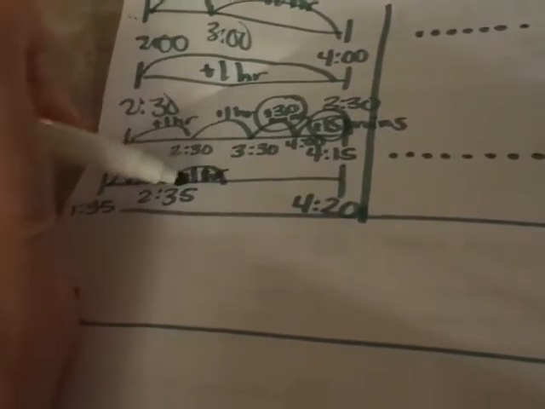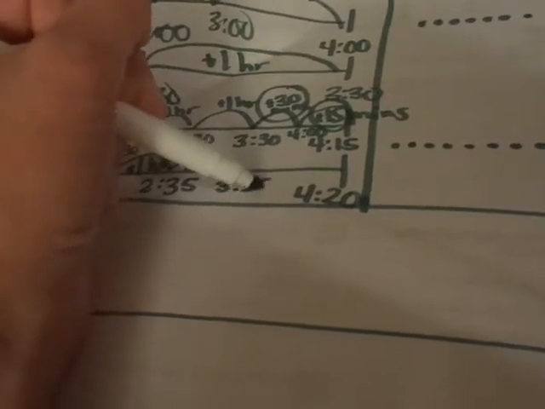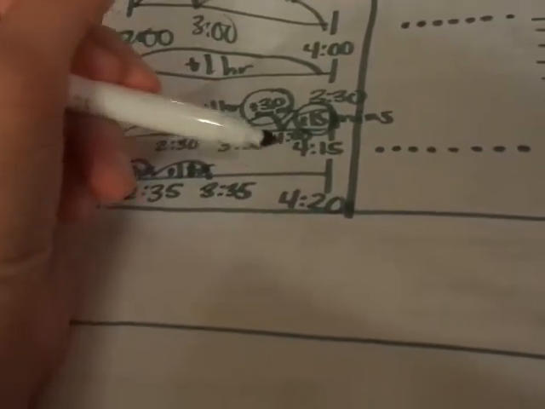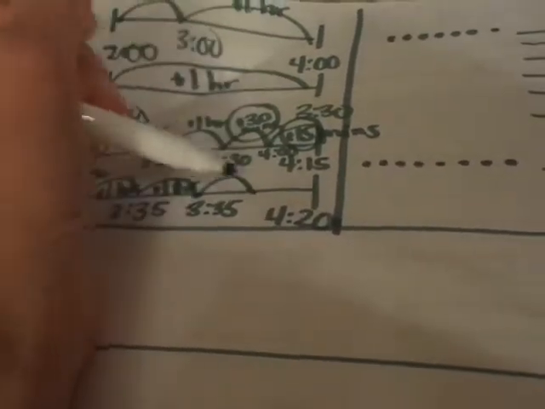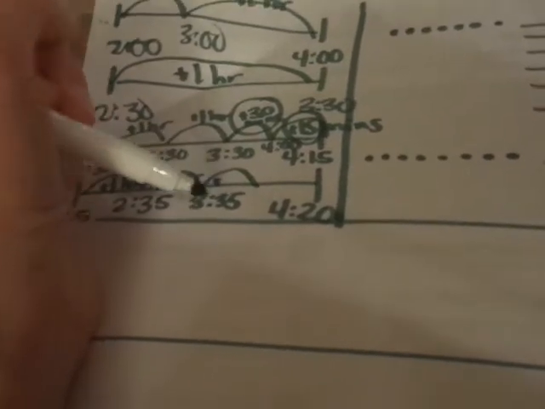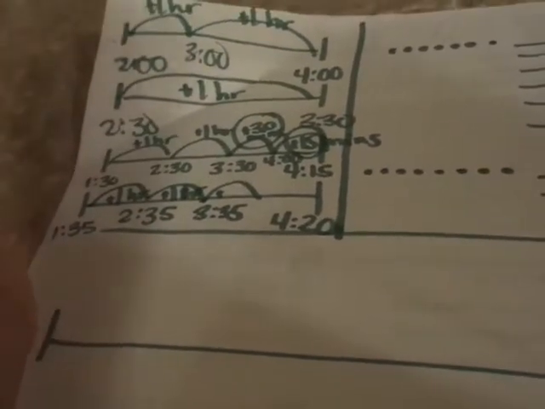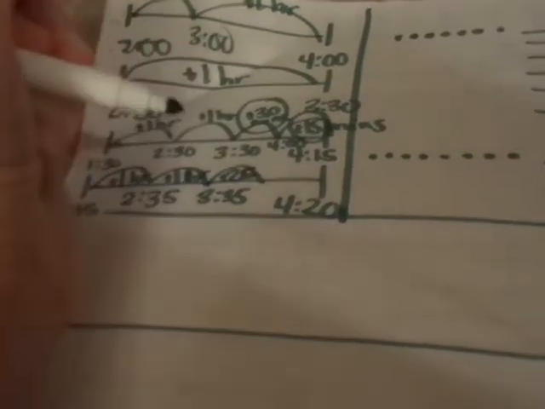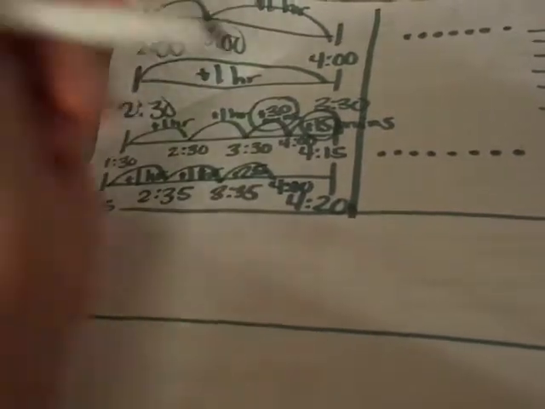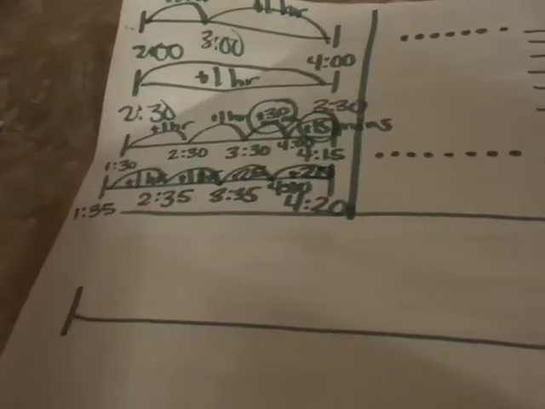2:35 plus an hour, 3:35. 3:35 can't jump an hour because that would take me to 4:35, which is past our time. But I can jump, let's see here, I can jump 30 minutes, but that's not a friendly number, so I can jump 25 minutes, and that will take me to 4 o'clock.